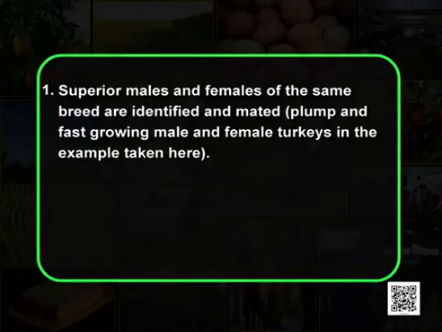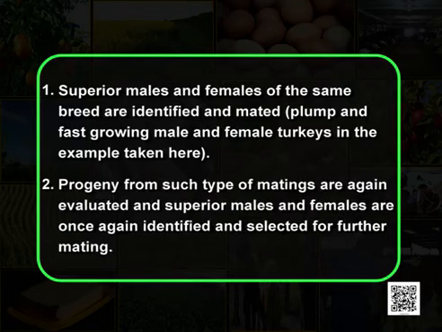Now, these inbred organisms have alleles very similar to the parents. So, what have we done here? Superior males or females of the same breed are identified and mated, that is plump and fast growing male and female turkeys in the example that we have taken here. Progeny from such matings are again evaluated and superior males and females are once again identified and selected for further mating.